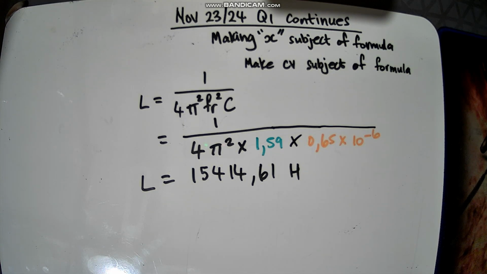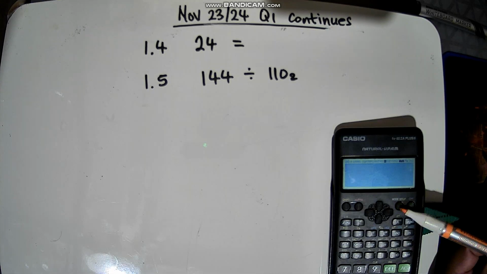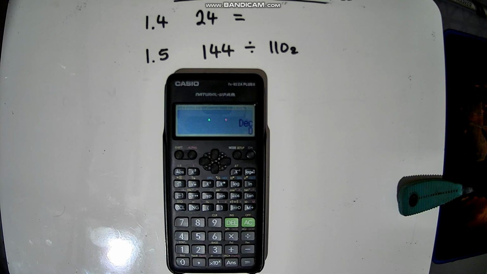Right, next we're looking at binary, question 1.4. All you need is a calculator that can do binary. So now we have the Casio calculator. Notice that it's going to be mode 4 to switch it to binary. So after pressing mode 4, this is what you will see on your calculator. So mode and then number 4. You will get this. Now punch in 24.